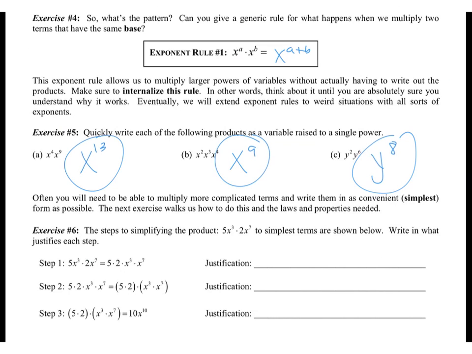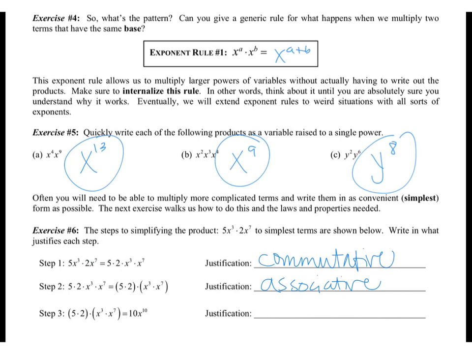So in step 1, they took the 5x to the third power times 2x to the seventh power, and they put everything that's the same next to each other. So the 5 was times the 2, and then the x to the third times x to the seventh. So this one is the commutative property. All it did is change the order it was listed in. The next one, it took 5 times 2 and put it in its own parentheses as well as the x's. So this one is the associative property.